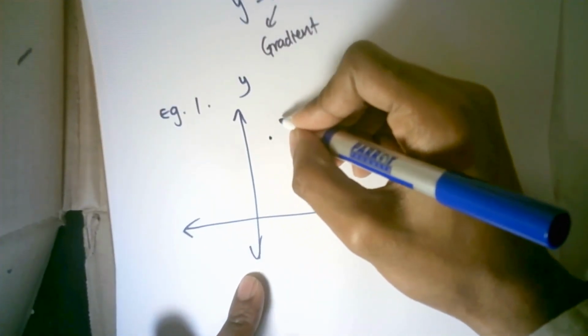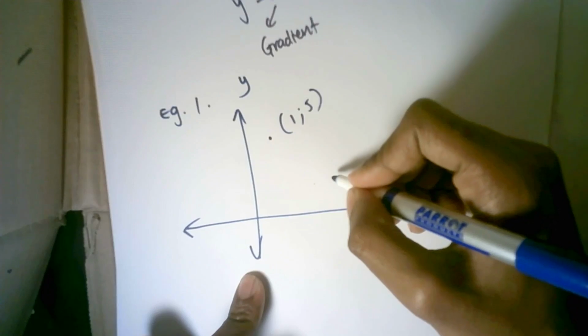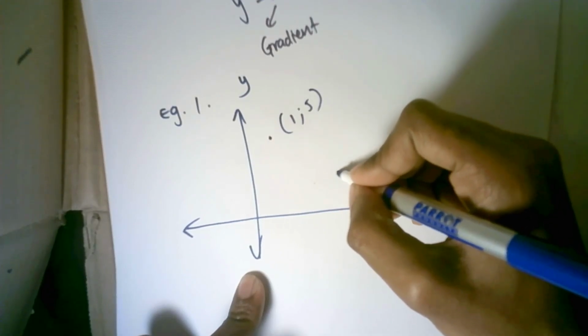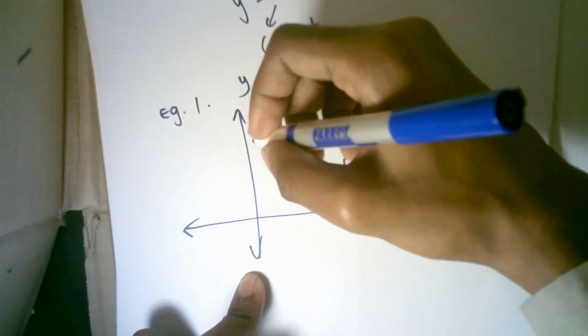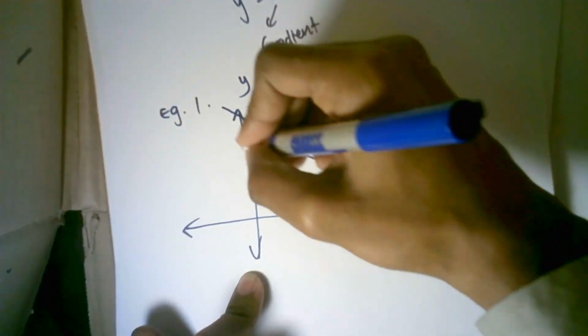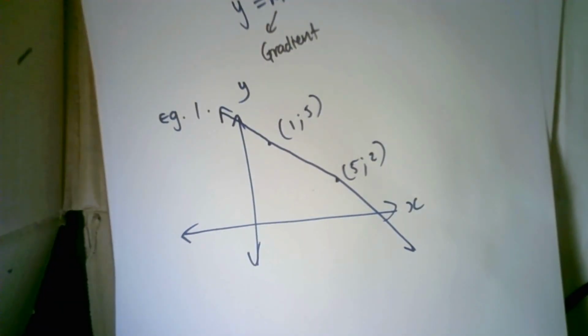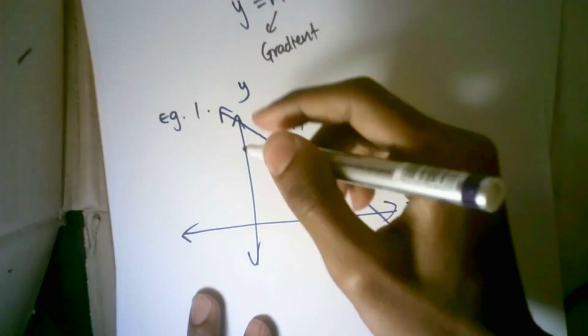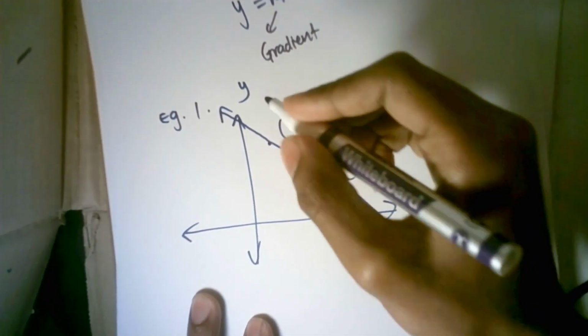So I have the coordinate 1 and 5. And I also have the coordinate 5 and 2. And this is a straight line. So again, this is a sketch. So it should appear to be a straight line if you take your ruler, right? So on this sketch, I have two coordinates. This is 1 and 5, and this is 5 and 2.